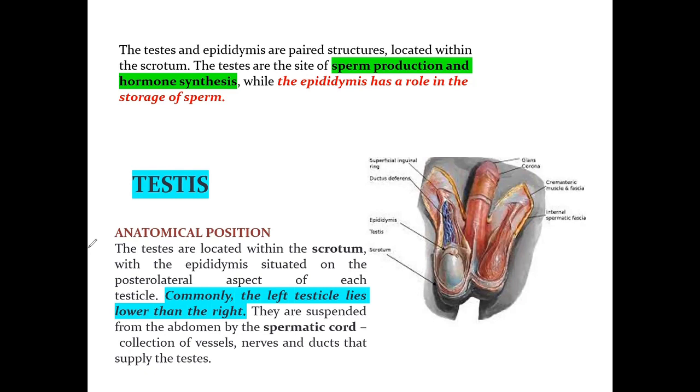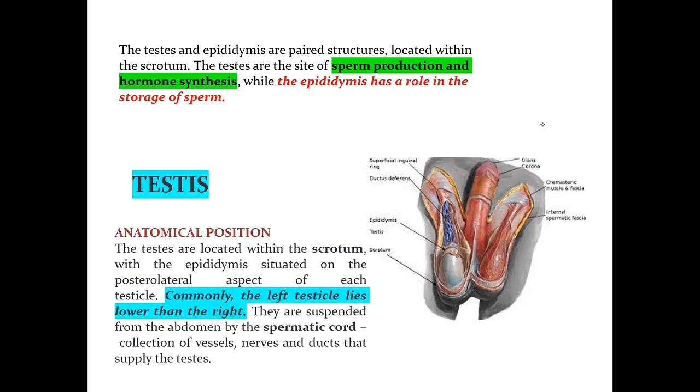The testes are the site of sperm production and hormone synthesis. We'll see what produces the sperm, how the sperms are produced, and the hormones. Now, while the epididymis has a role in storage, what the testis does is production of sperm. What the epididymis does is storage of the sperm. Okay? Now, it is important to know some certain few points about its anatomy because of your MCQs.